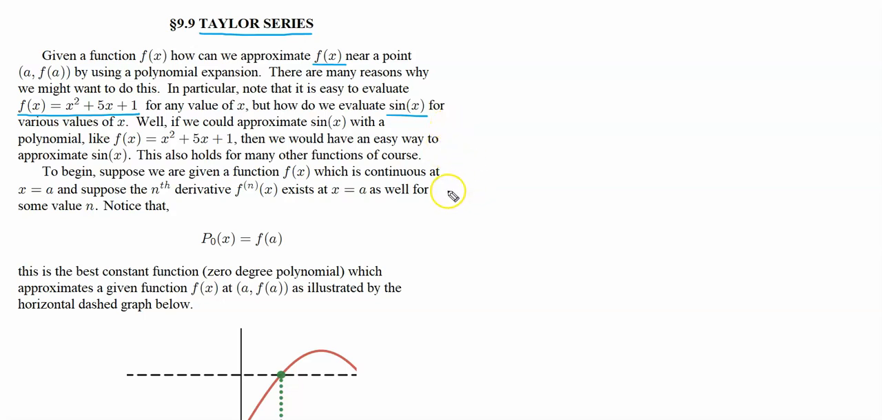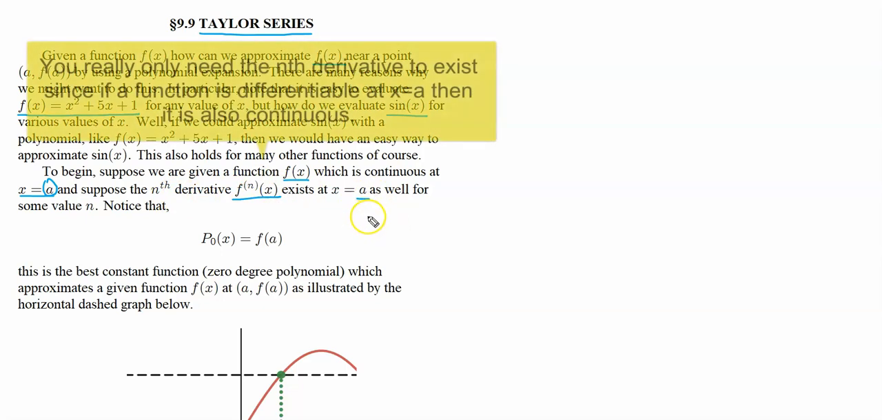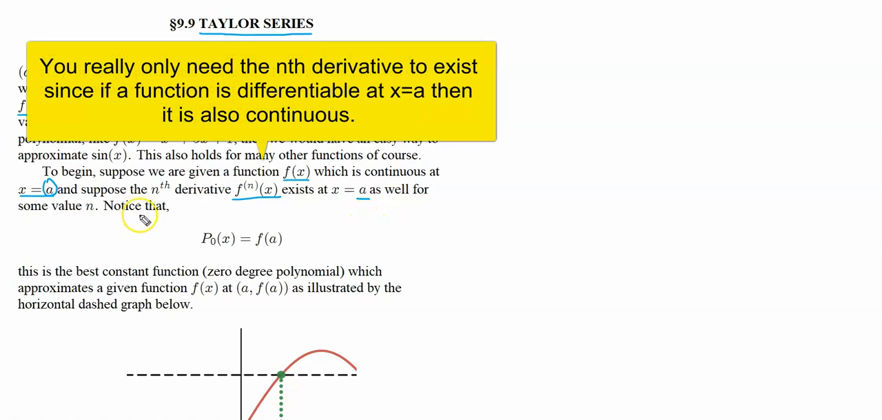So to develop how we can take a function f of x and express it as a sum of polynomials, let's start with this. Suppose that we're given a function f of x, which is continuous at some base point a. So a is going to be a fixed value that's given to you. And also let's suppose that the nth derivative of f of x exists at x equals a as well.